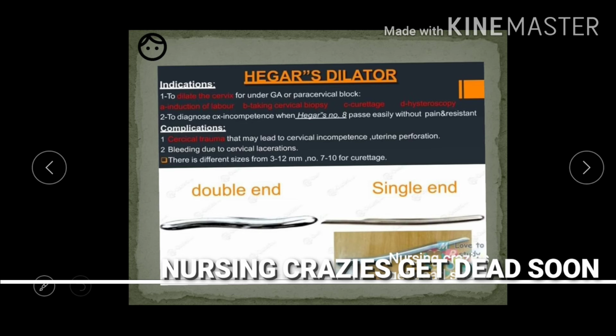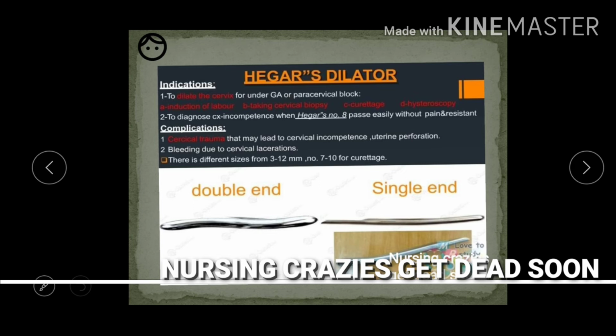The complications of the Hegar dilator are cervical trauma that may lead to cervical incompetency, and uterine perforation. These are the most common complications with these instruments if we are not handling them properly. Also bleeding due to cervical laceration. If we directly use a large number of Hegar dilator, it will lead to injury to the client. So always start from the lowest number to the highest number, whichever is suitable according to the cervix.